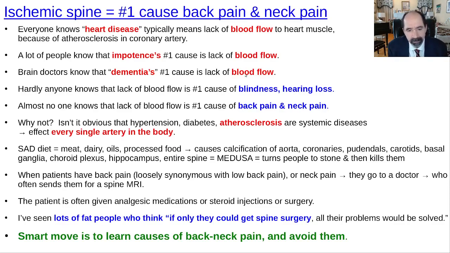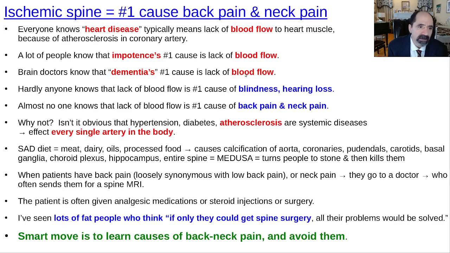Okay, so some of the key points in this talk. Everybody knows that heart disease means a lack of blood flow to the heart because you've got atherosclerosis in the coronary arteries. That's the most common cause of death in America. And a lot of people know that it's the same disease most of the time that causes impotence in men. And impotence in men, super common. Remember the rule of decades? 40% at 40, 50% at 50, 60% at 60, 70% at 70.